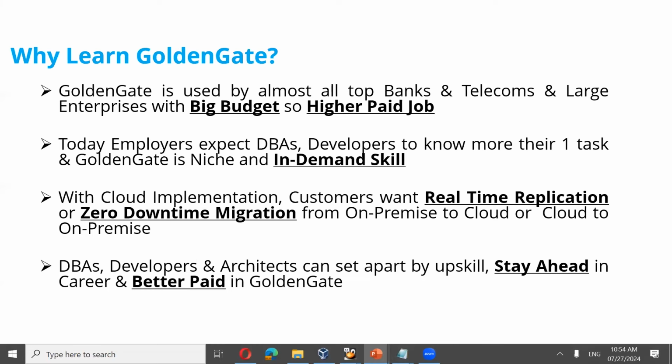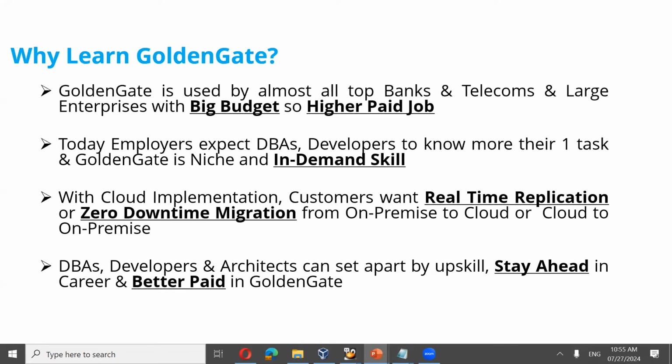So why should you be learning GoldenGate? GoldenGate is used by all top banks and telecoms and large enterprises with big budgets. So higher paid jobs. Today, employers expect DBAs and developers to know more than one task. GoldenGate is a niche and in-demand skill. I'll tell you one scenario. Initially during COVID times when cloud was launched, you won't believe I used to receive almost 500 to 600 inquiries a day with the introduction of cloud. Are DBAs going to be extinct, or is our job in danger?